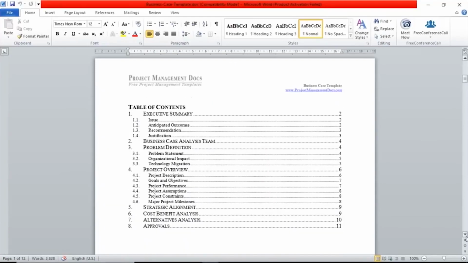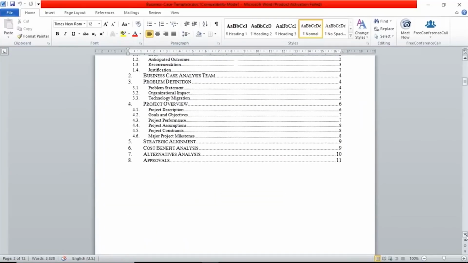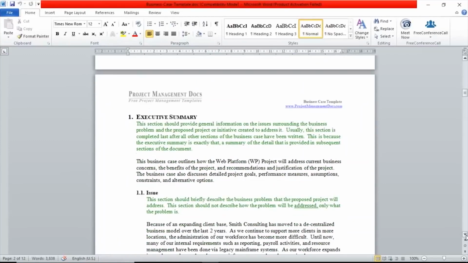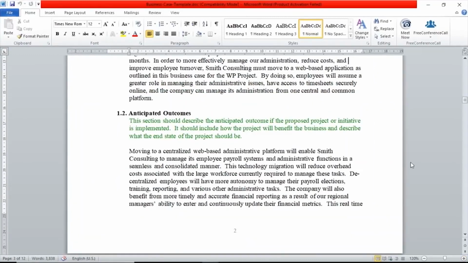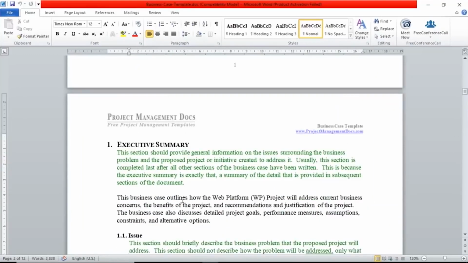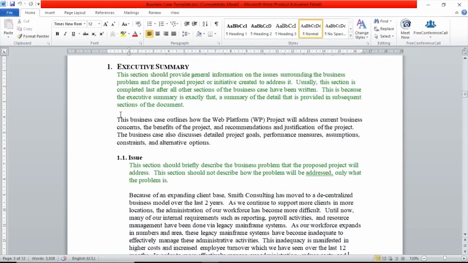So this is just an example of the business case for some project, and I'm just going to read through this, not everything of course, but only the key things so that you can understand and relate to what we just spoke about. Talking about the executive summary, this business case outlines how the web platform project will address current business concerns, the benefits of the project, recommendations and justification of the project. The business case also discusses detailed project goal, performance measure, assumptions, constraints, alternative options. So that means I come to know that this project is about the web platform project.